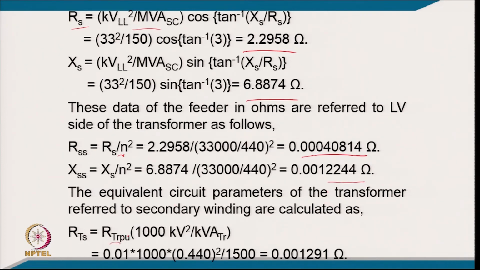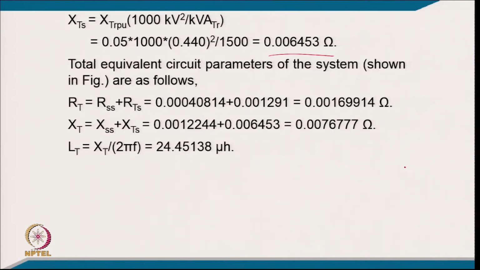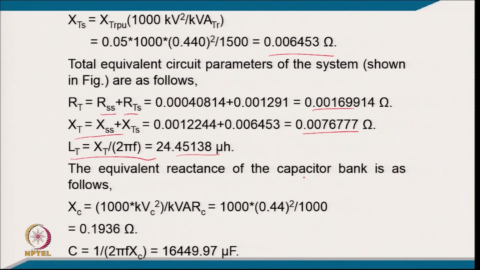even for total short circuit resistance. It is referred to the secondary as 0.001291 and the reactance referred to the secondary comes to 0.006453 ohm, and the total equivalent circuit parameter of the system will be your feeder resistance plus the transformer resistance. So, it comes to 0.00169914 and the total reactance will be 0.0767777 ohm, and the inductance is 24.45138 microhenry.